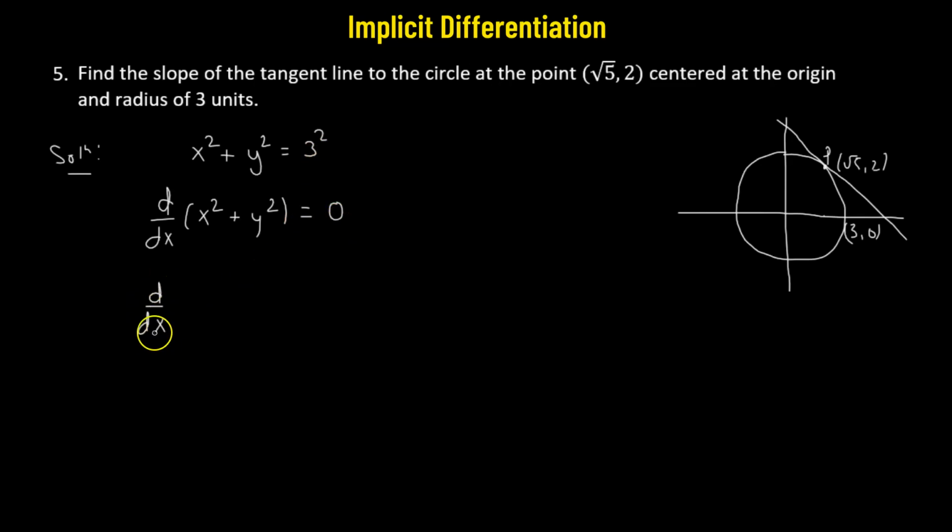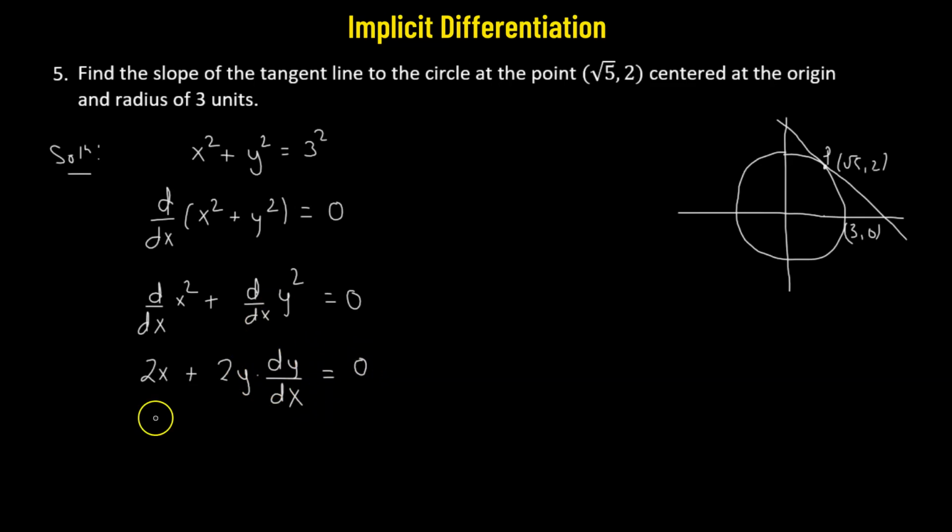So we have the derivative with respect to x of x squared plus the derivative with respect to x of y squared, equals 0. The derivative of x squared is simply 2x plus the derivative of y squared, which will be 2y times dy over dx. So here we have performed implicit differentiation. This equals 0. So solving for dy over dx, this equals negative x over y.